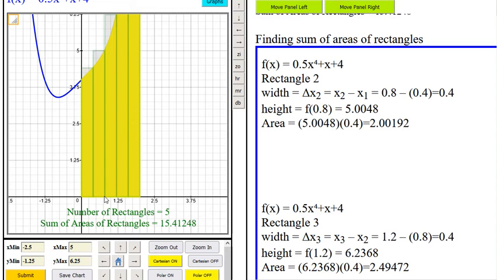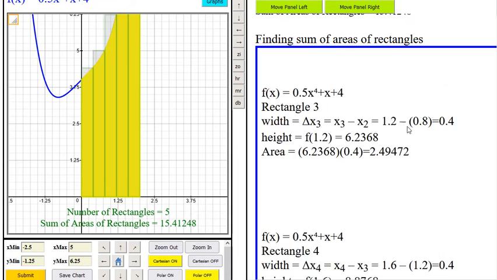And so the height here would be f of 0.8, and then the y is 5.0048. And so this point right here, this is 0.8 for x and 5.0048 for the y. And therefore the height of this second rectangle is 5.0048, which is right here. And then so the area for the second rectangle is 2.00192.